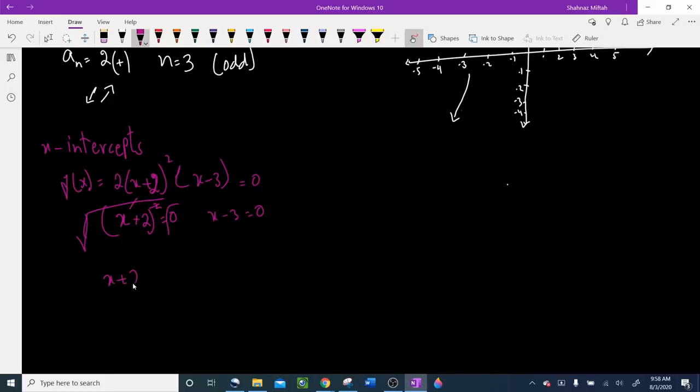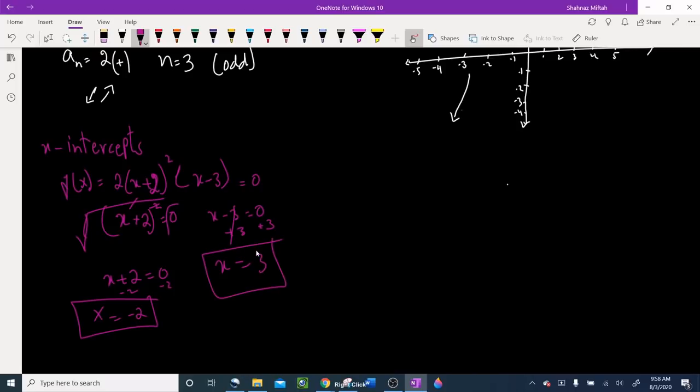So I got x plus 2 equals 0. Subtract 2 on both sides, it's x equal -2. There is my x-intercept, and for this one add 3 on both sides, it's going to give me x equal 3. That's another x-intercept. So I have -2 and I have +3. So -2 and +3. There you go.